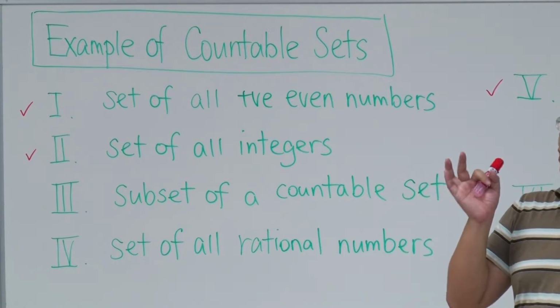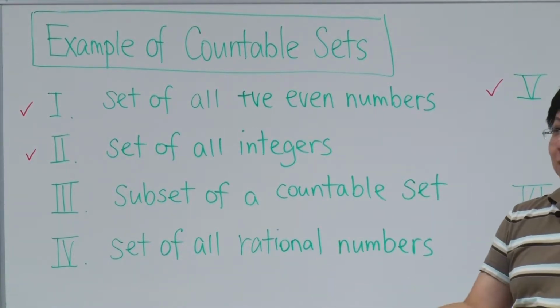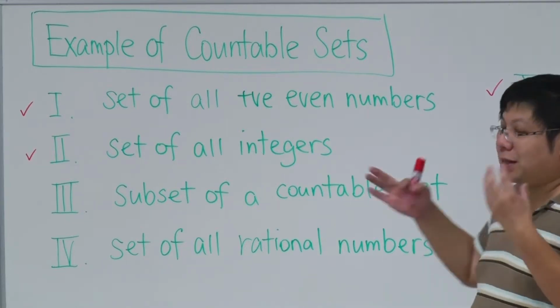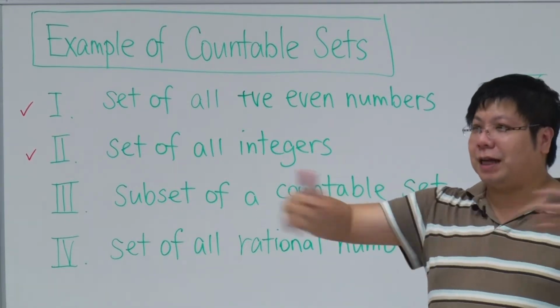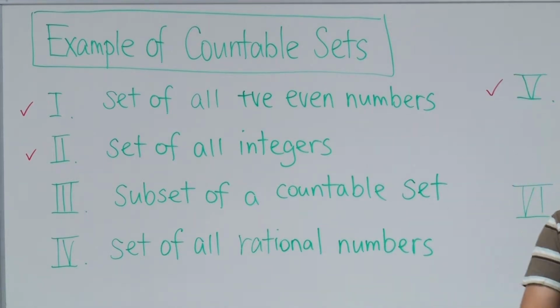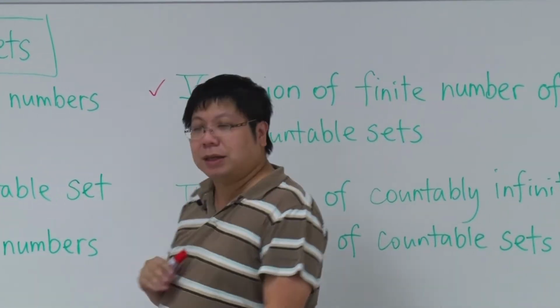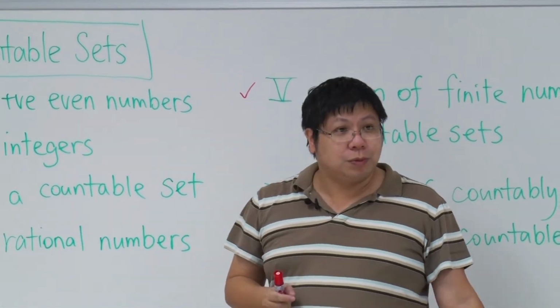If a subset of a finite countable set, then it must be finite. So it is by definition countable. Okay. And a subset of a countably infinite set, if it is still finite, then it is still countable. So what we are concerned is, if it is having infinite number of items, but then it is still a subset of a countable set, then what should we do?